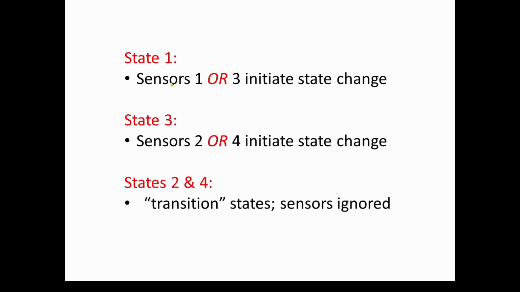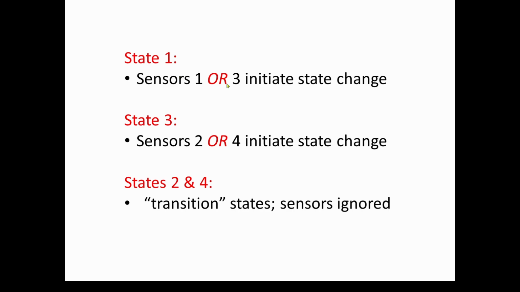So in state 1, sensors 1 or 3 will initiate a faster state change. In state 3, sensors 2 or 4 initiate a state change. And then in the intermediate transition states, where they're yellow lights, states 2 and 4, the transition states mean that the sensors are going to be ignored.